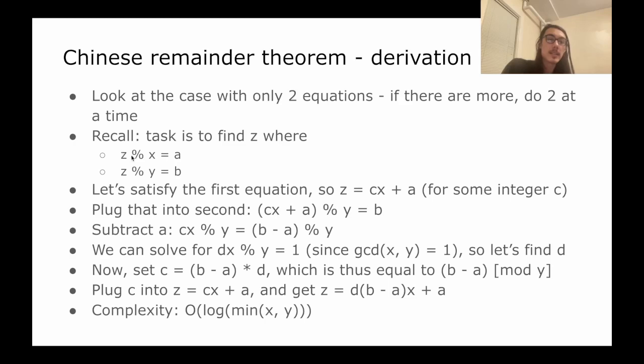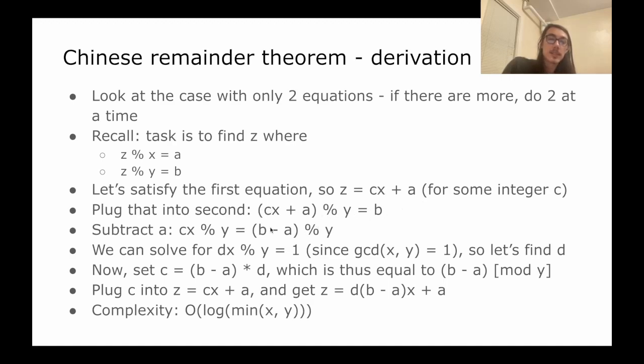So let's make the first equation true. Let's use the form to say that z is equal to some value c times x plus a. Note that we know x, we know a, so if we can find c, that gives us the answer. Now let's plug it into the second. We're saying cx plus a, which is z, modulo y is equal to b. And we're going to solve this equation because we know cx plus a will satisfy the first, so we need to satisfy the second.